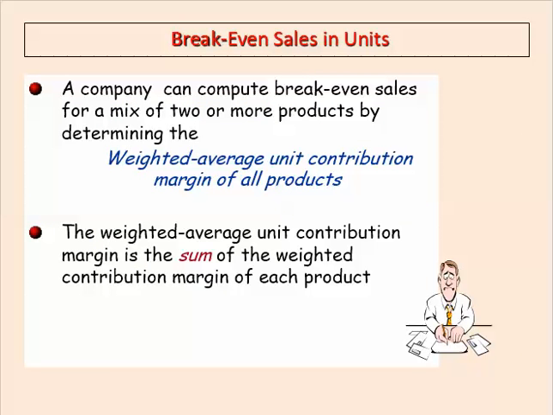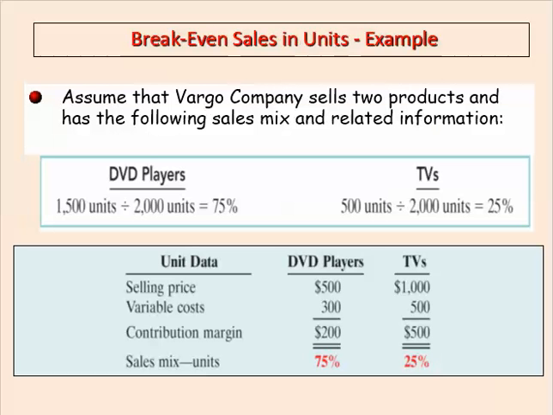Okay, so we can also compute break even in sales for a company that sells more than one product. Before we had a simplistic look at break even sales, but we can calculate that by using the weighted average contribution margin of all products, which is the sum of the weighted contribution margins per product. Let me explain what I mean there.